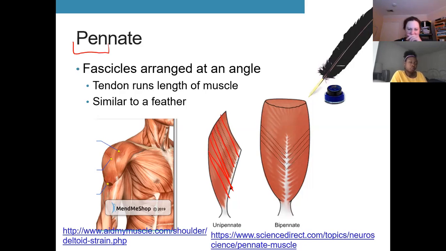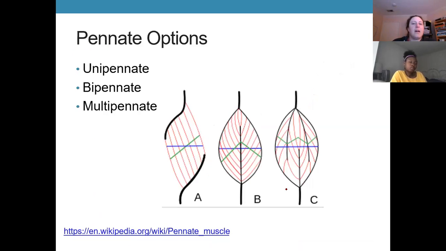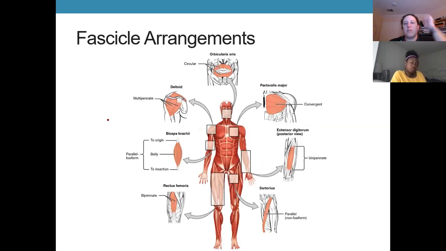We can have different types of pennate because we can have the muscle fascicles all on one side of the central tendon. We can have them on two sides of the central tendon, and we can even have them on more than two sides, in which case we call that a multi-pennate muscle. So that one's probably the most complicated, but those are our five muscle shapes, or muscle types by shape. So there's more than 5 on here because there's 3 pennate examples.